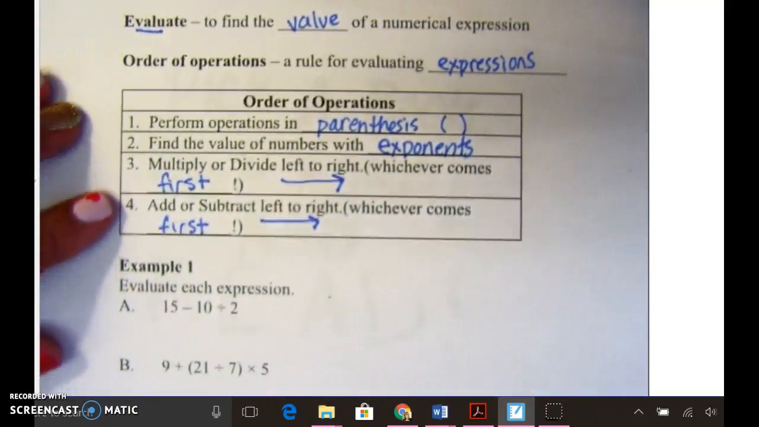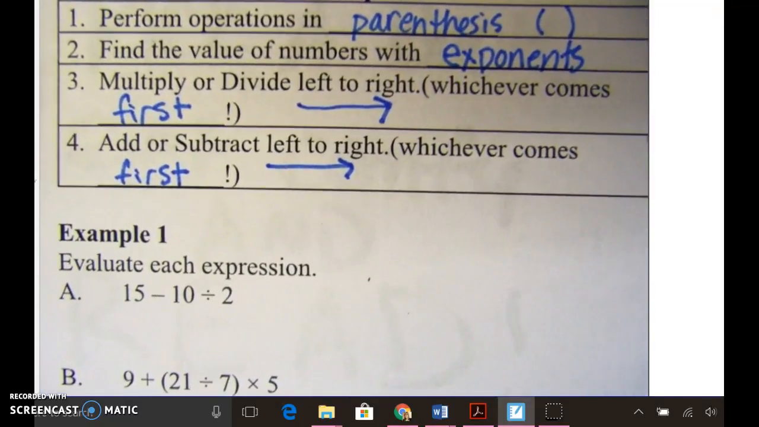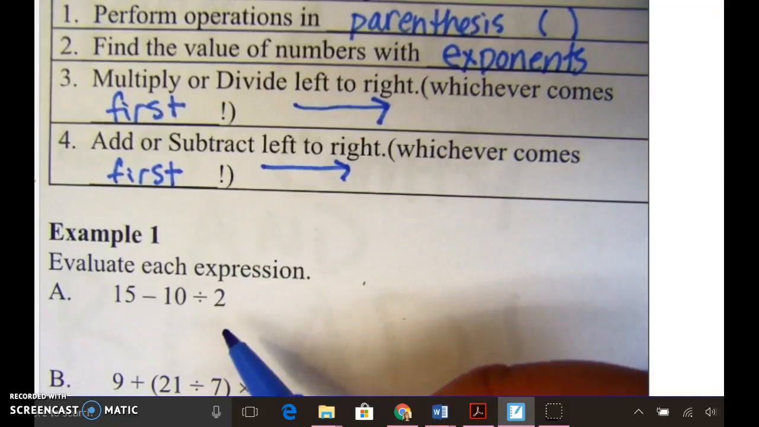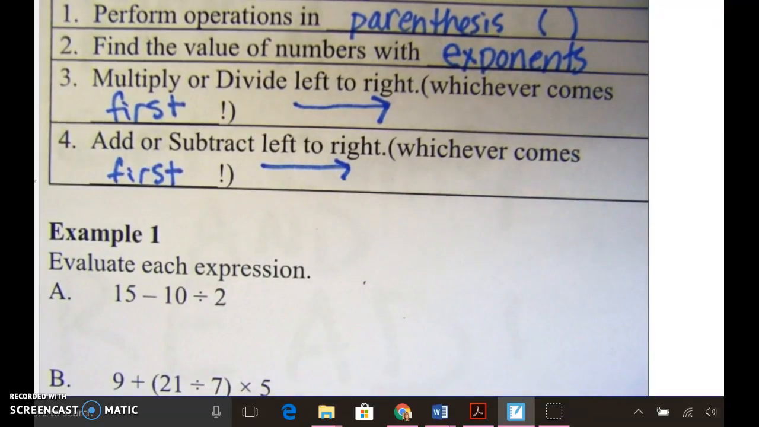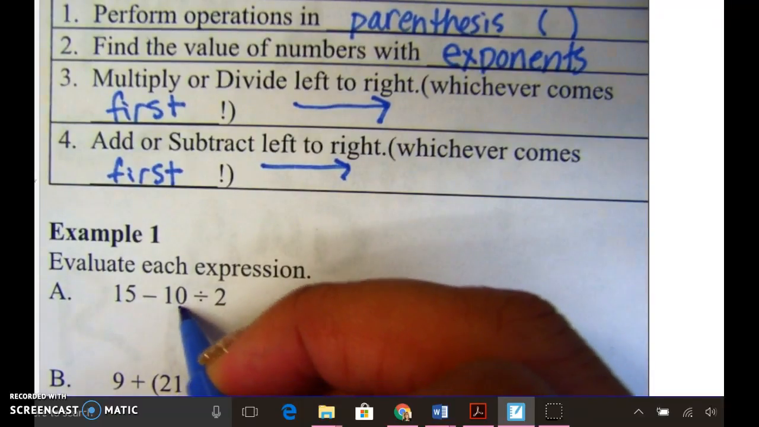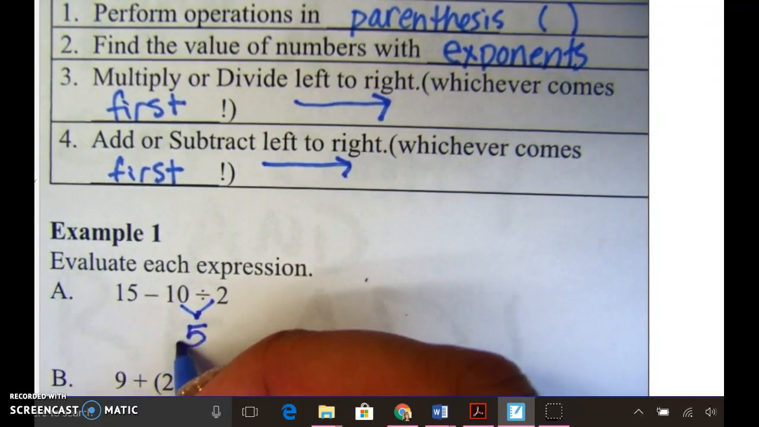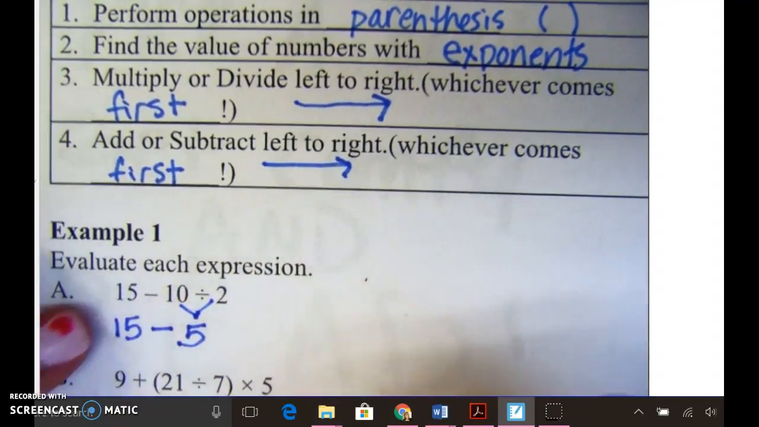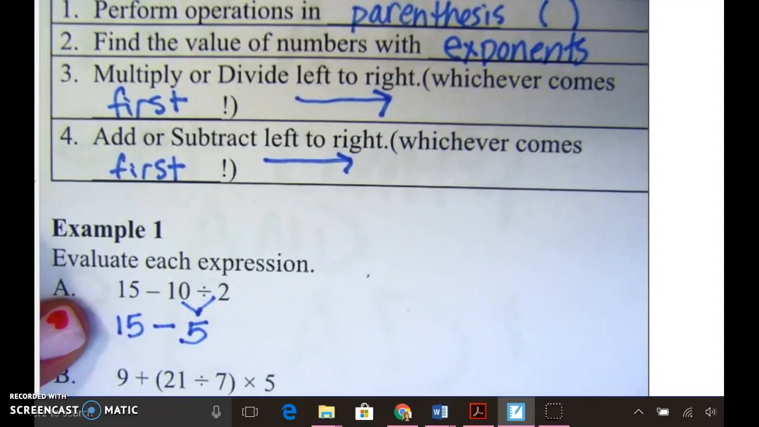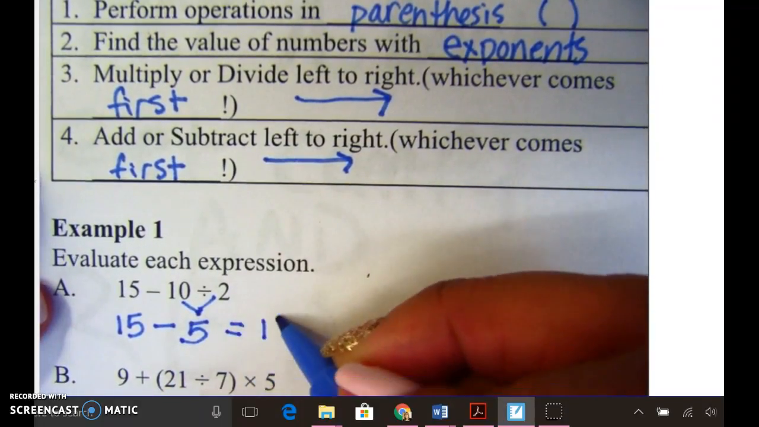All right, let's do a few. So if you have 15 minus 10 divided by 2, no parentheses, no exponents. Now we look. Is there multiplying or dividing? Yes. Here, 10 divided by 2 is 5. Now I'm going to copy the rest of the problem just like it was in the beginning. And now I'm going to do 15 minus 5 is 10.